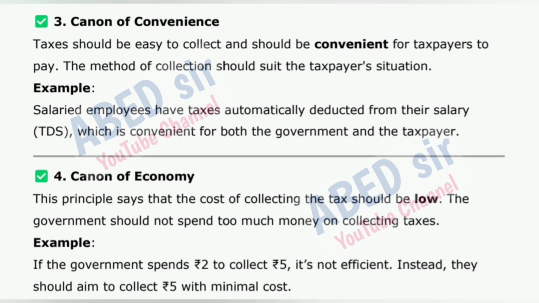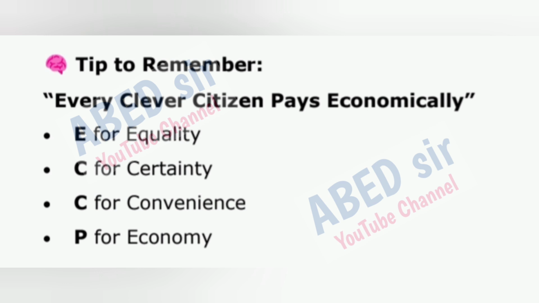This principle says that the cost of collecting the tax should be low. The government should not spend too much money on collecting taxes. Example: if the government spends 2 rupees to collect 5 rupees, it's not efficient. Instead, they should aim to collect 5 rupees with minimal cost. Tip to remember: every clever citizen pays economically. E for equality. C for certainty. C for convenience. E for economy.